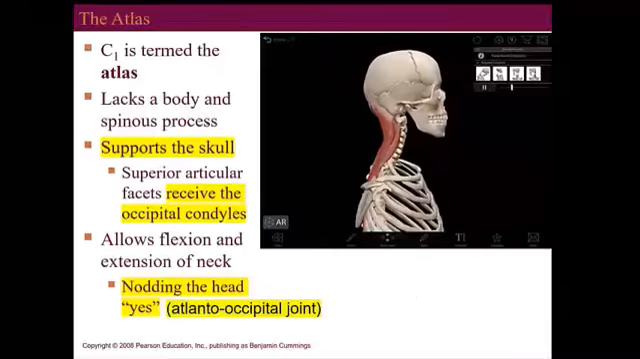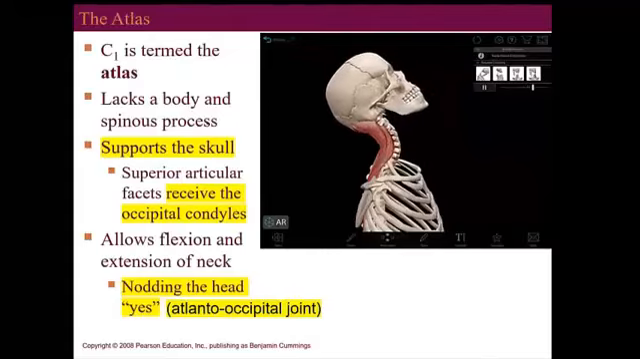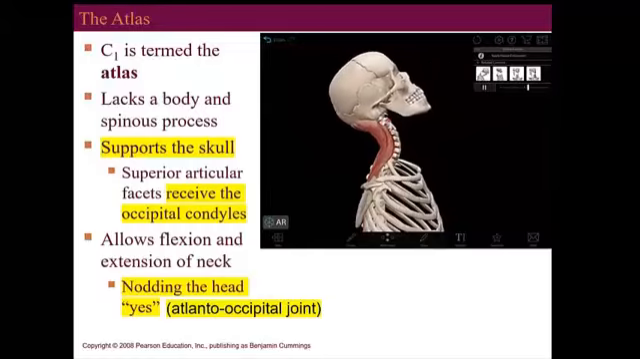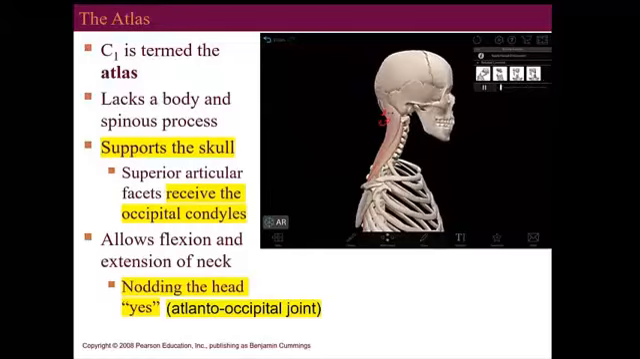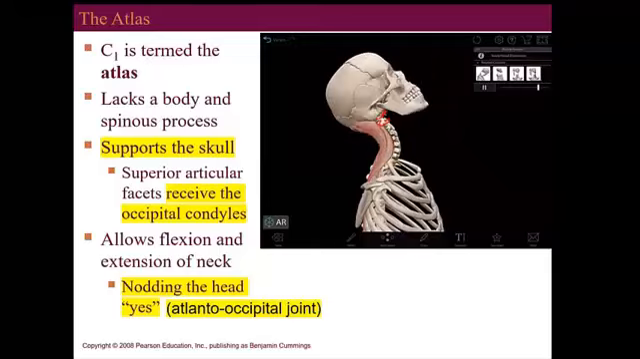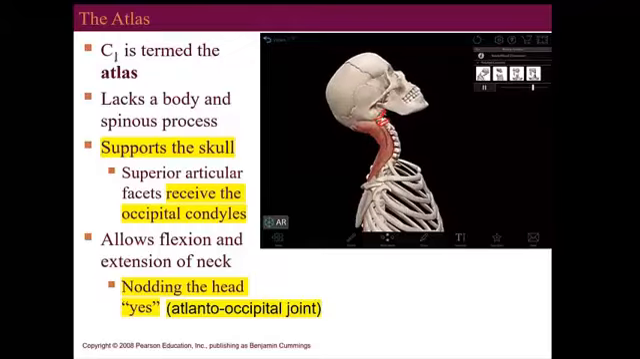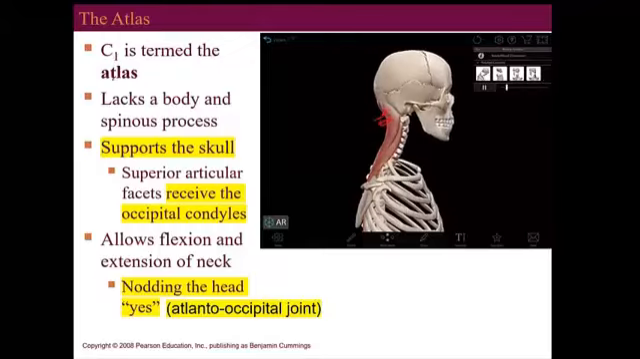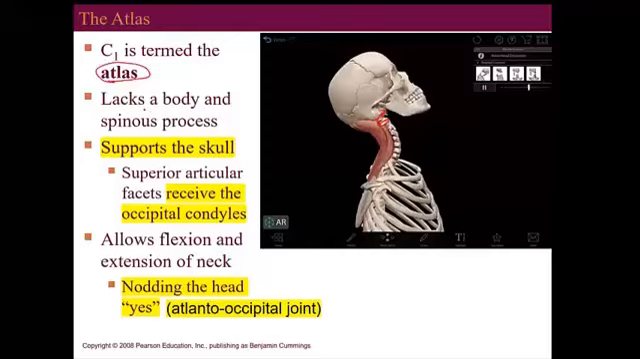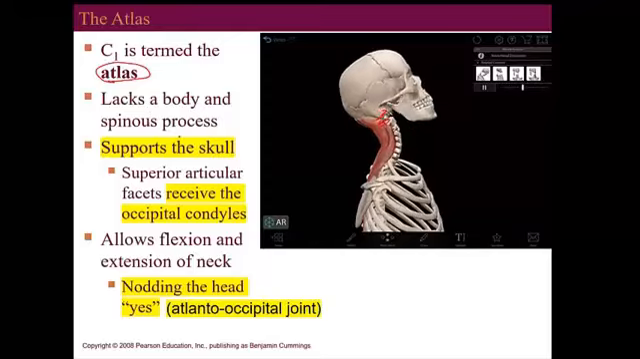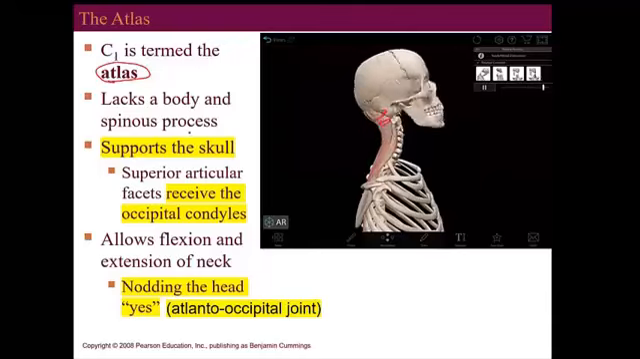And C1 is called the atlas. If you notice, the atlas is the one that cradles the occipital bone of the skull. So they're the ones that articulate with each other, and this is what we call the atlas. Now, the atlas lacks a body, it lacks a spinous process, so they don't look similar to the other vertebrae.